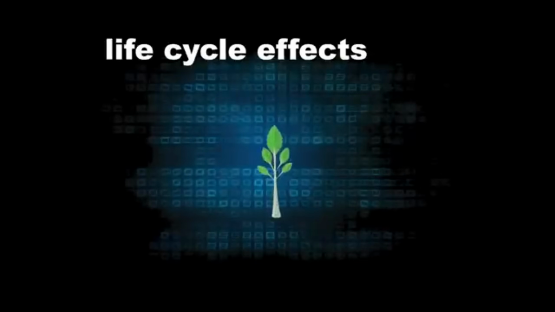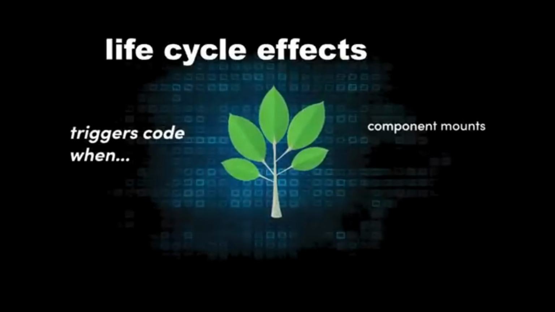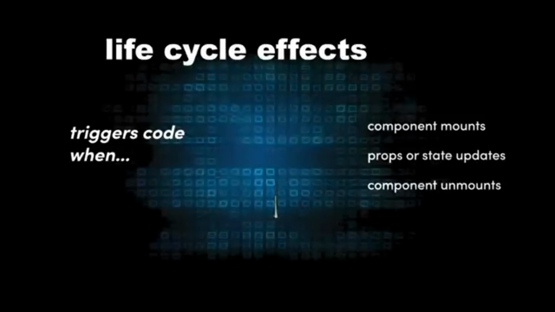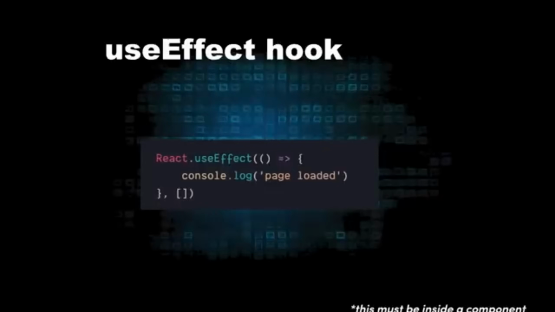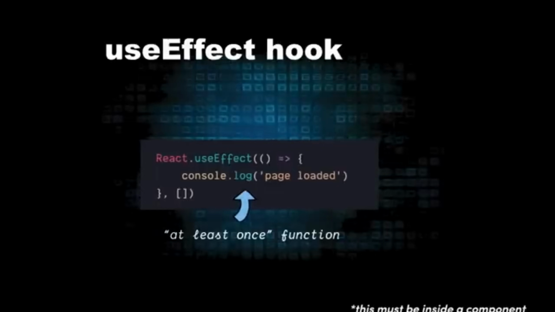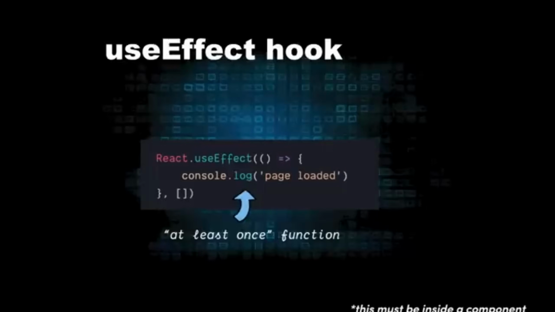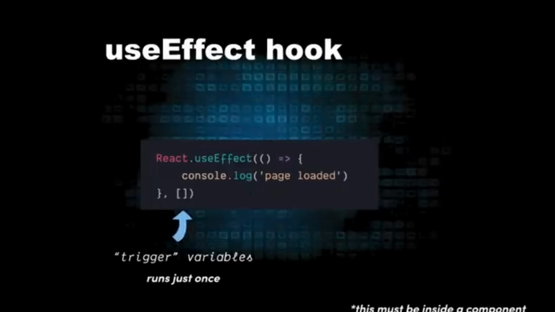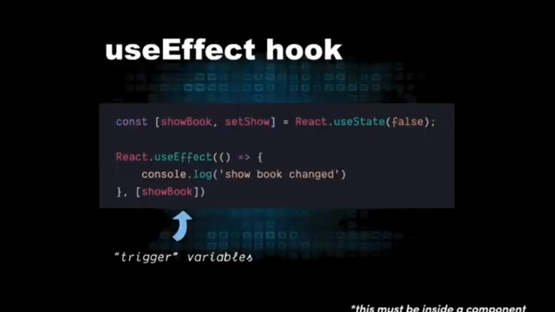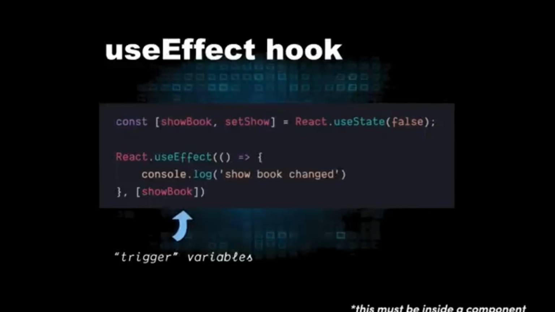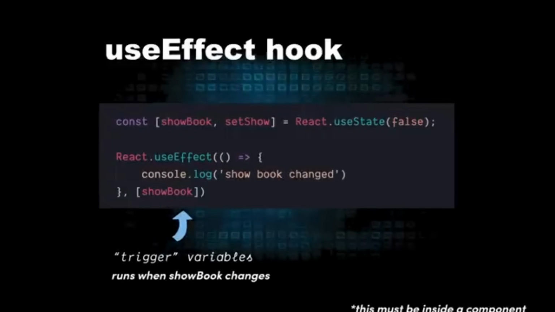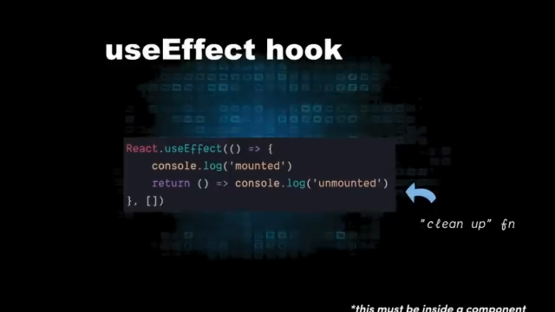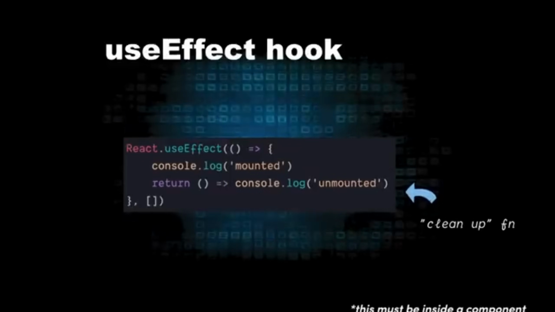Let's talk about lifecycle effects. These are just functions triggered when a component's created, updated, or removed from the page. Conveniently, these are all managed with the useEffect hook. The first argument is a function that runs when your component is created on the page. When and if it runs again depends on the second argument, which is an array of triggers. The simplest way to think about it is when one of these triggers changes value, then the function will run again. For example, here, if showBook changes to true. Finally, we can return a function inside this function, which will get run when our component unmounts.